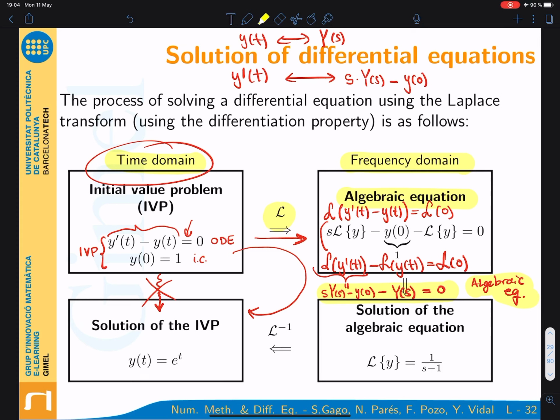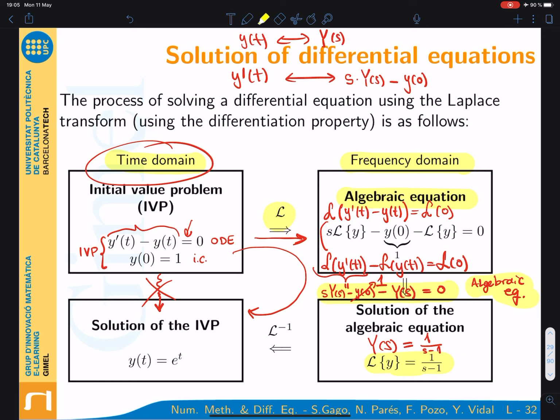Not at the university. So now we can solve the algebraic equation, and solving it is as easy as isolating Y of s here. I will do it. If I isolate Y of s here, remember that y of 0 is equal to 1, okay? This one will go in the right-hand side with a plus. And then here Y of s is multiplying s minus 1. So s minus 1 will be divided here. And that's what we have in the slides, okay?